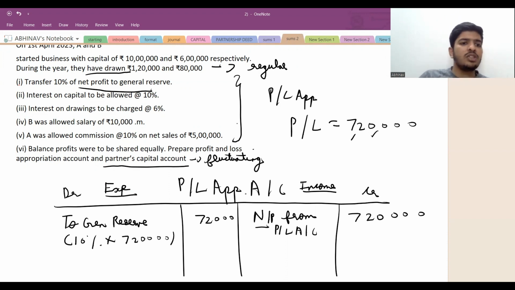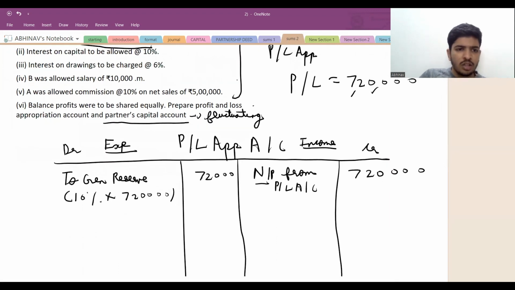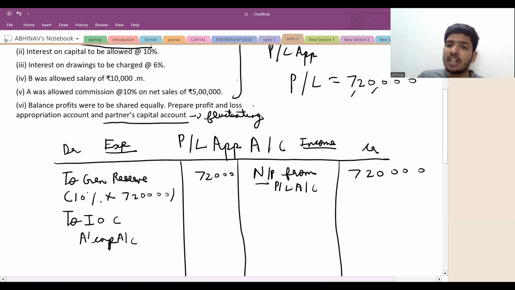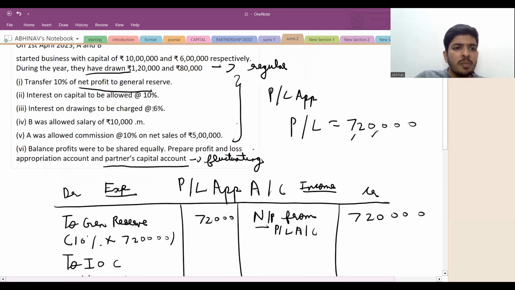Now, interest on capital to be allowed at 10%. So how do we do it here? To interest on capital account. There are only two partners. Since it is the fluctuating capital method, it's only A's capital account. If it was fixed capital, we'd write A's current account. We'll do more sums, but for now, keep that in a corner of your mind. Now, 10% of capital. So what capital?